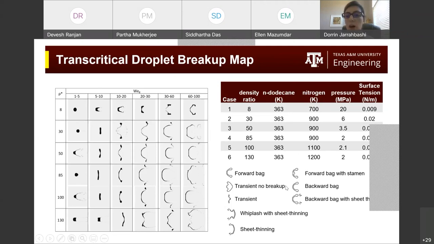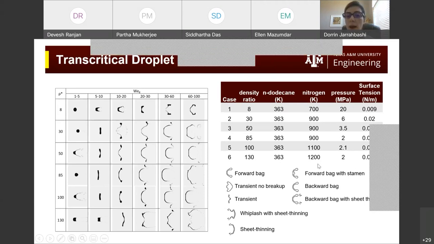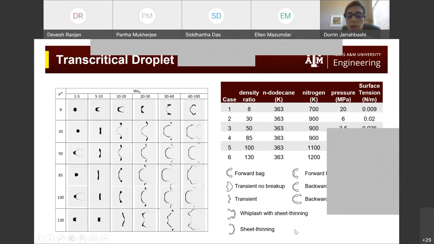And so far, we realized that the breakup regime is changing from a forward bag to a backward bag by increasing the density ratio, and that means by increasing the background temperature. So this is what we are currently working on, and we are hopeful to consider other effects such as heat transfer, as well as 3D effects, to have a better understanding of droplet breakup at transcritical condition.